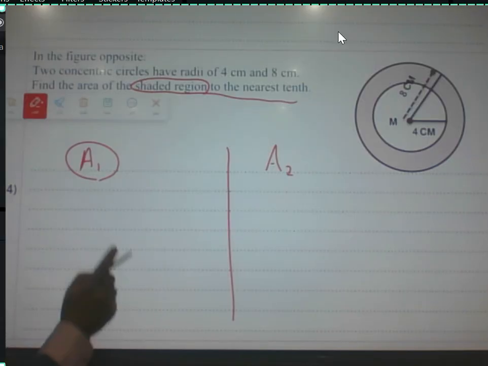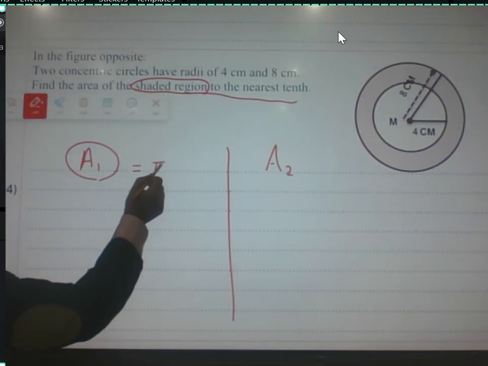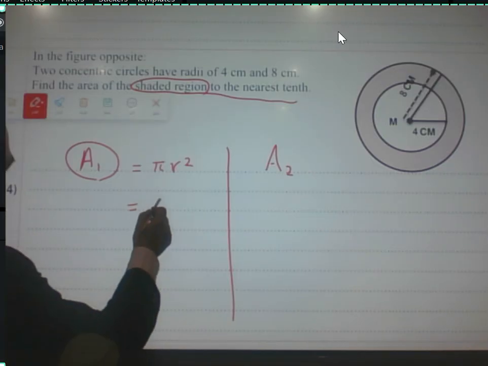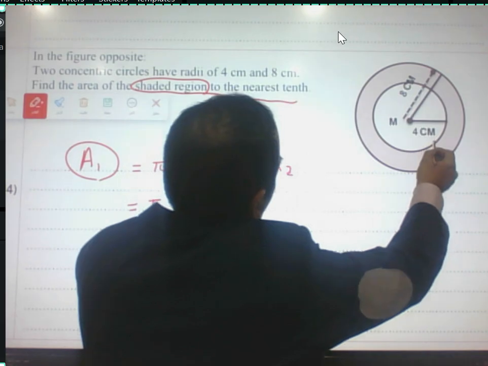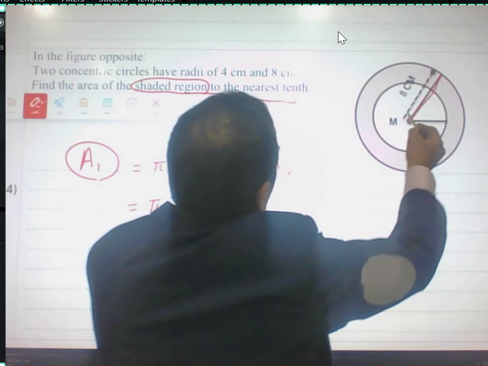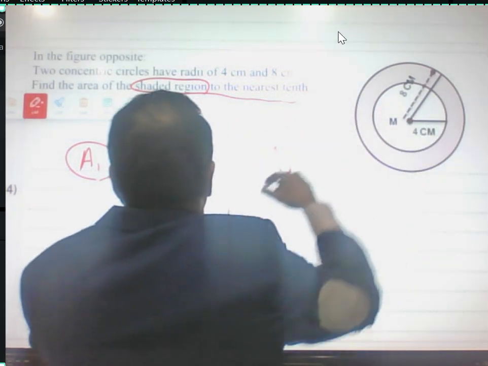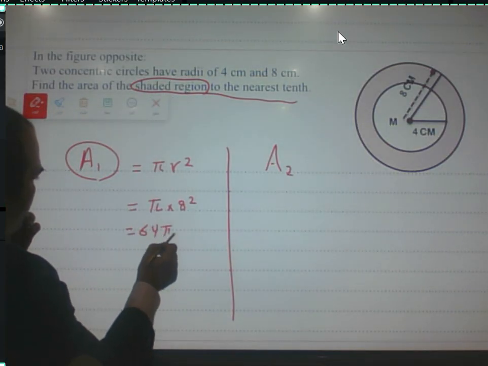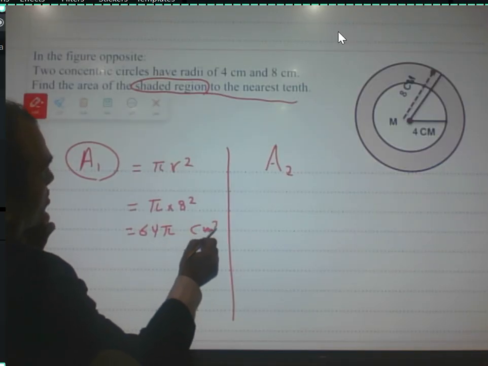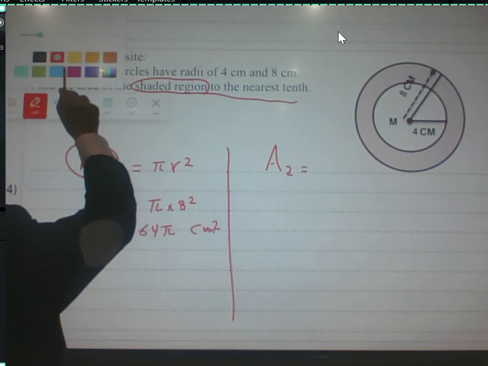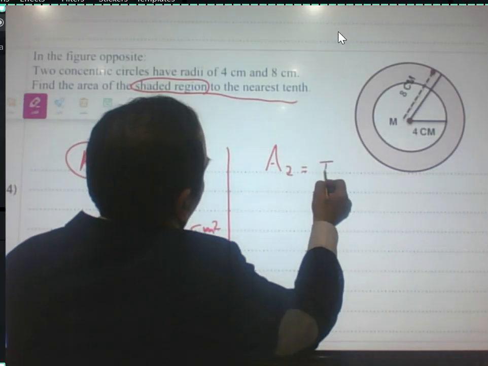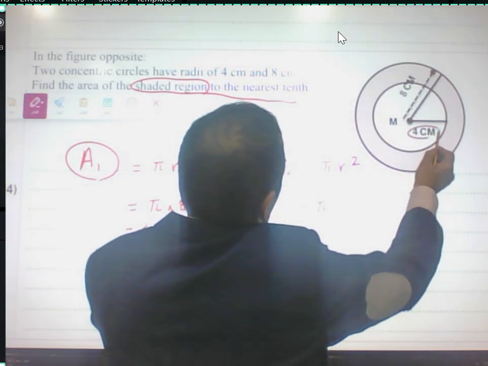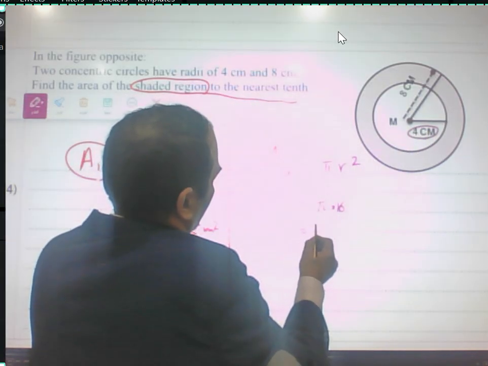First, to find area 1, you can use the rule: area equals pi r power 2. Pi will be 3.14, with the radius power 2. This area 1 is the greatest area. Area 1 equals pi times 8 power 2. 8 power 2 is 64. Then we have 64 pi square centimeters. And area 2, we can also write using the rule, pi times the radius, which was 4 centimeters, power 2. 4 power 2 is 16. And the answer will be 16 pi.